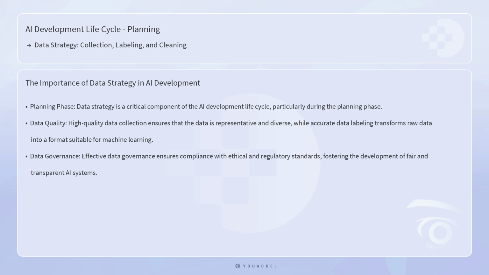Real-world examples and statistics underscore the significance of a robust data strategy, highlighting its impact on model performance and economic outcomes. Furthermore, effective data governance ensures compliance with ethical and regulatory standards, fostering the development of fair and transparent AI systems. Therefore, investing in a comprehensive data strategy is paramount for the successful deployment of AI systems.